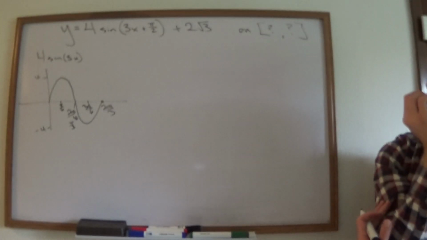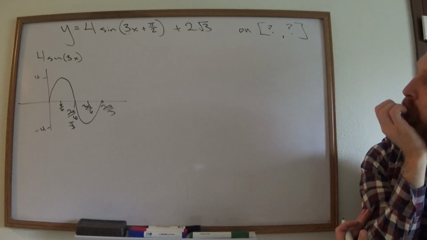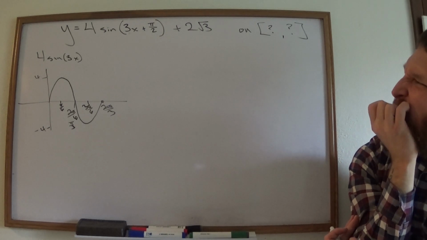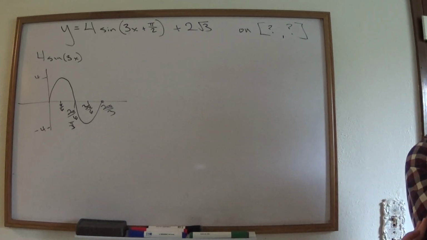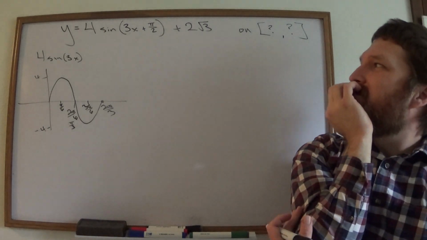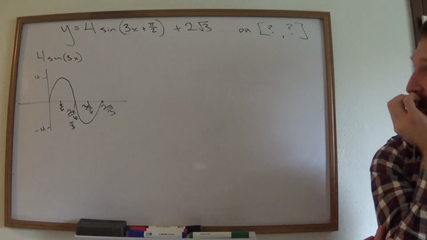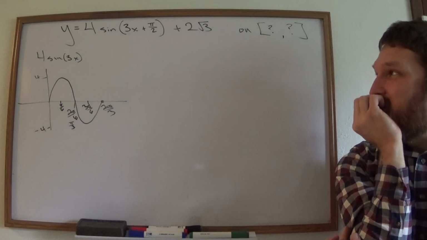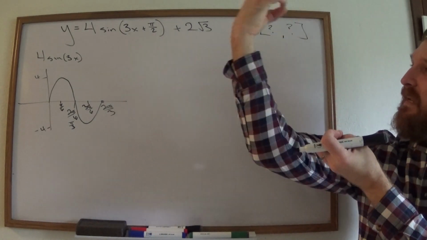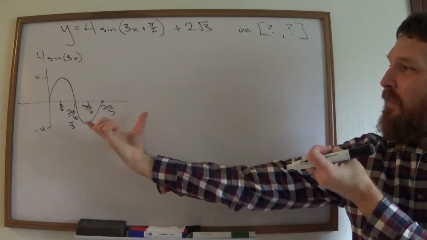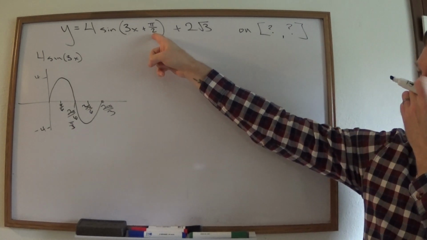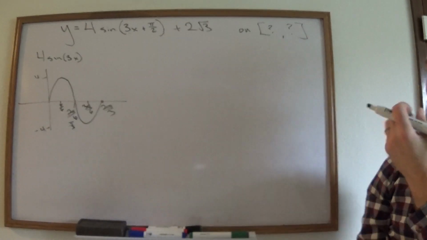Do the shift. Okay, so it shifted to the left by pi over 2? Is it by pi over 2? Oh, no, by pi over 6. Yep, because of the 3x. You have to think about it as factoring out that 3x, right? Isn't that how it works?